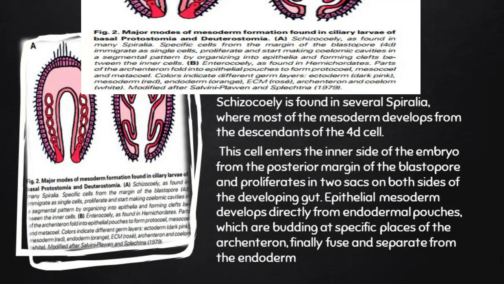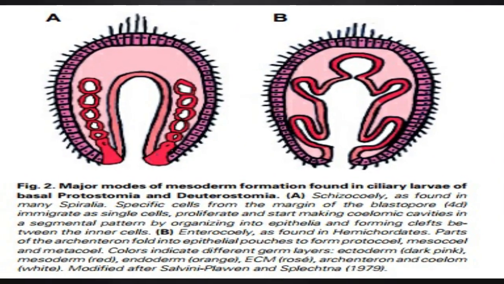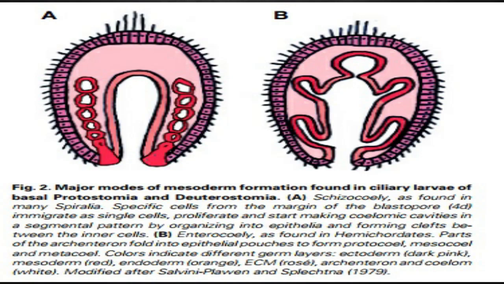So the picture is so weird. Schizocoely, as found in many spiralia: specific cells from the margin of the blastopore immigrate as single cells, proliferate and start making the coelomic cavity in segmental parts, forming epithelial cleft bands in the inner cells. Enterocoely, as found in the hemichordates in B, parts of the enteron fold into epithelial pouches from the protocoel.